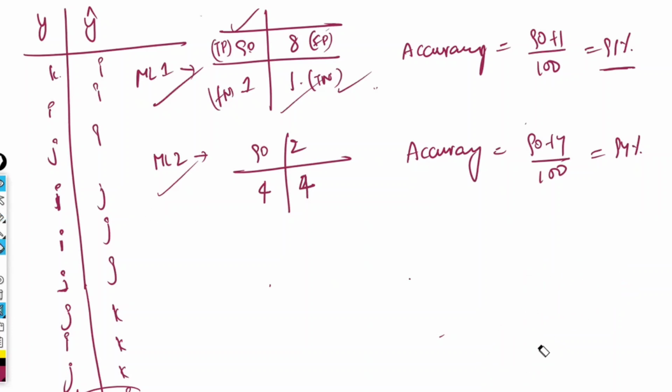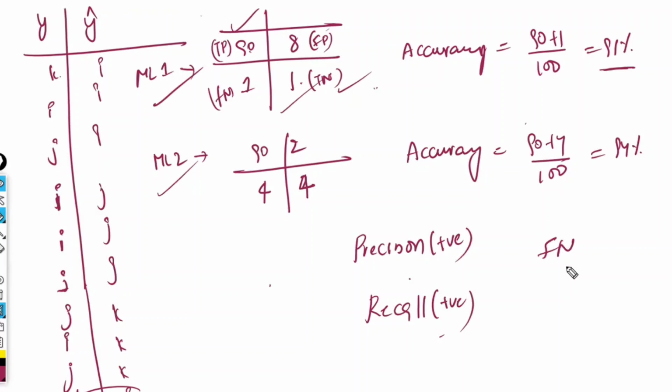If they have not given anything, by default it is accuracy. If they ask you to specially focus on the precision of positive, you have to observe the precision of positive value for every algorithm and see which gives the best one. That algorithm only, you have to save the model and share with the client. If they ask you to focus on the recall of positive, you have to focus on the recall of positive. If they ask you to focus on the FN, you have to identify which algorithm or model gives you the least FN value.